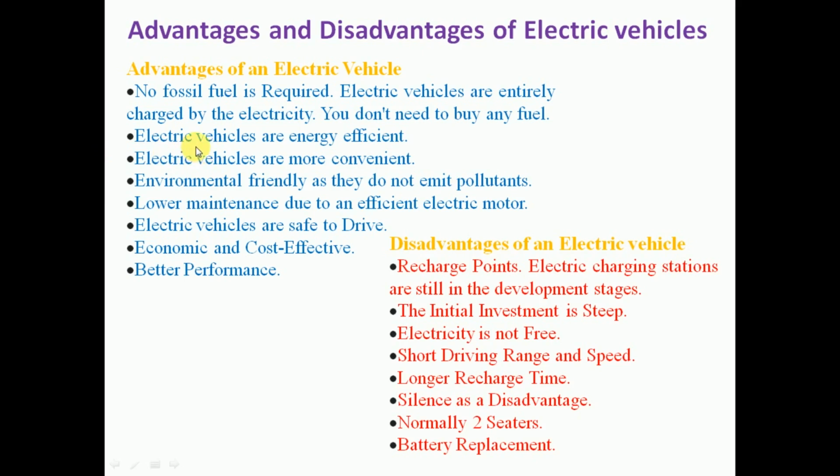The next is that electric vehicles are energy efficient. That means the more energy we supply in the form of electricity to the vehicle, the more power we get from it, so it has more efficiency. Electric vehicles are more convenient. Compared to fossil fuel vehicles, which have more components like the gearing system and lubrication, running the vehicle is somewhat difficult. Electric vehicles are very convenient. Only with the accelerator you can run them.